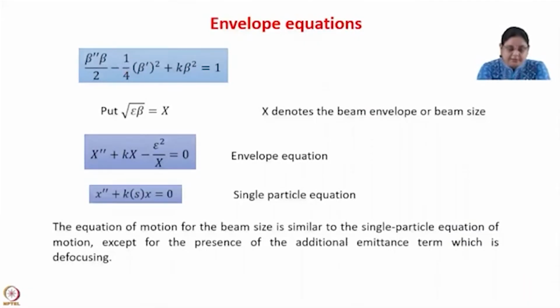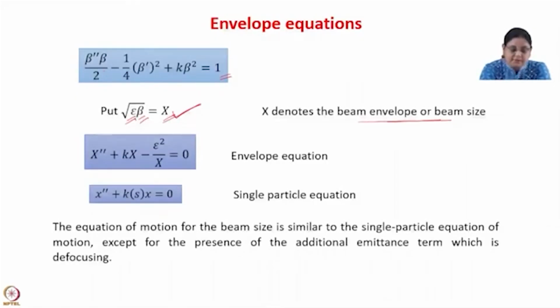Now we had derived this expression from Hill's equation. So we have beta double prime beta by 2 minus 1 by 4 beta prime squared plus K beta squared is equal to 1. Now let us put square root of epsilon beta equal to capital X, where X is now the beam envelope or the beam size. So we have seen that the beam envelope or the beam size is defined by both the constant of motion epsilon of the outermost ellipse and beta. So here let's put square root of epsilon beta equal to capital X.